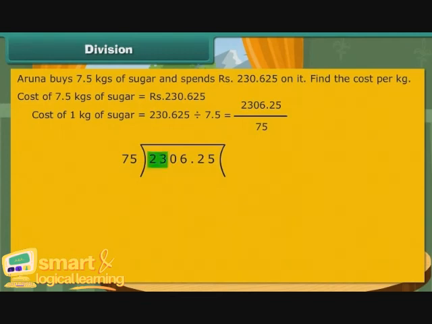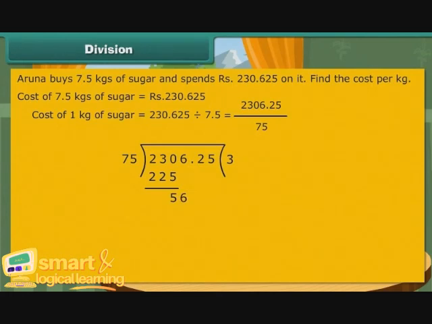Take the first two digits of 2306.25 together, that is 23. 23 is too small to hold 75. Now consider the first three digits together, 230. 230 is big enough to hold 3 times 75, that is 225. Therefore, write 3 on the right and 225 beneath 230. Subtract and write the difference, 5 below.